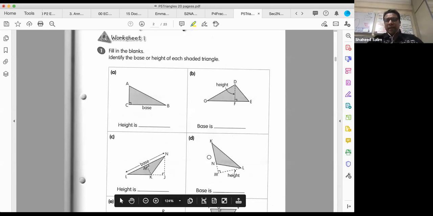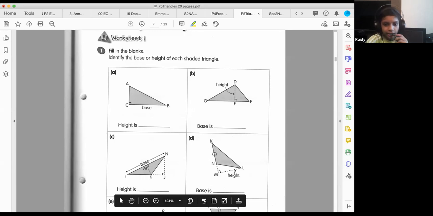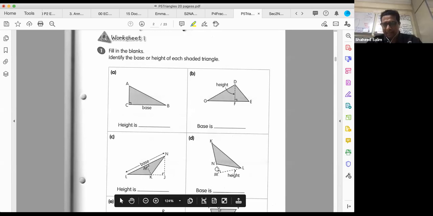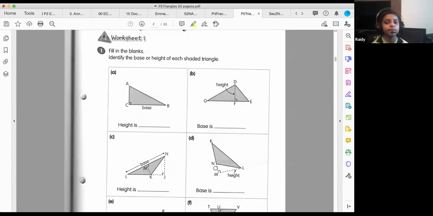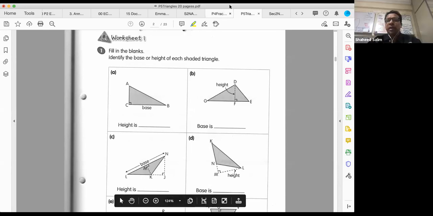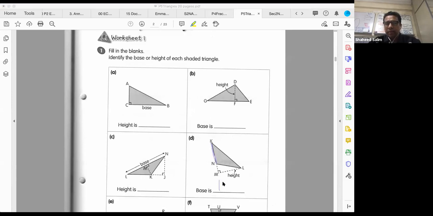Raidi, what do you think? KN or KM? NK. KN. Why? Because down here got no triangle. The triangle is only until here. This is imaginary line. So down here now this is the base KN.